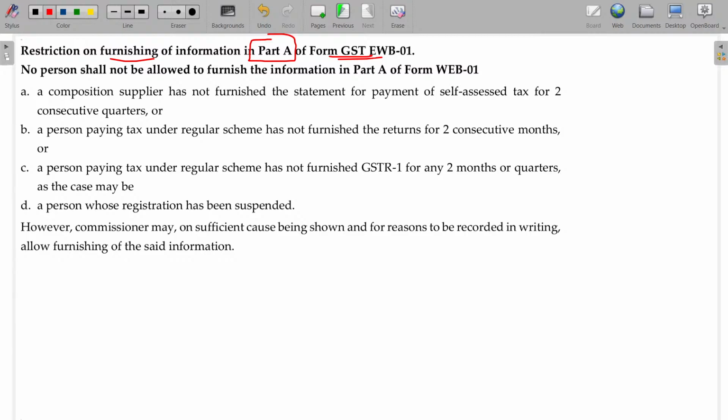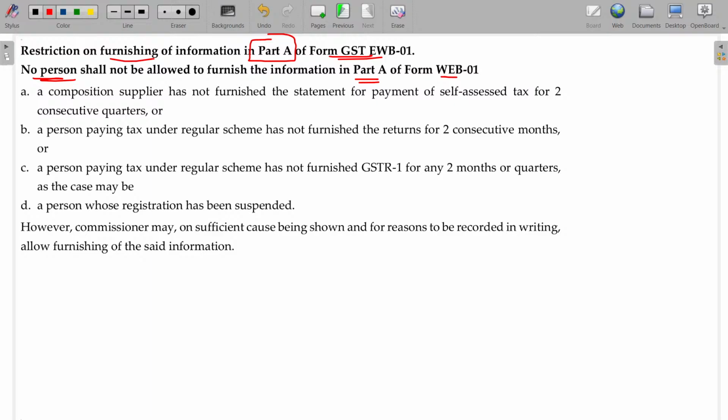So, Mr. A being the supplier, he has to file the GSTR returns also. If he fails to file the GSTR return or fails to pay the tax, if he is not following the systems properly, his name is blocked, and he is not eligible for filling the Part A in the GST EWB-01 form. No person will be allowed to furnish the information in Part A in the e-way bill form.